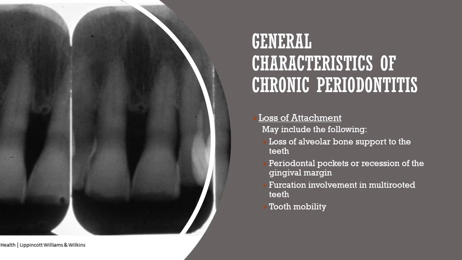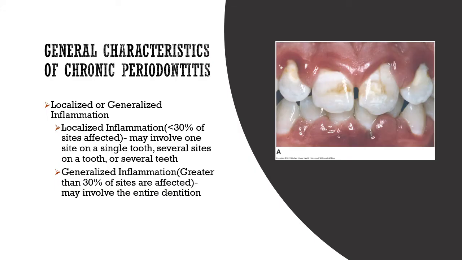Another characteristic is loss of attachment. This could include the following: loss of alveolar bone support to the teeth, periodontal pockets or recession of the gingival margin, furcation involvement on multi-rooted teeth, and tooth mobility. And lastly, a characteristic is localized or generalized inflammation. Localized is less than 30% of sites affected. It may involve one site on a single tooth, several sites on a tooth, or several teeth. Generalized inflammation is greater than 30% of sites affected, and it may involve the entire dentition.